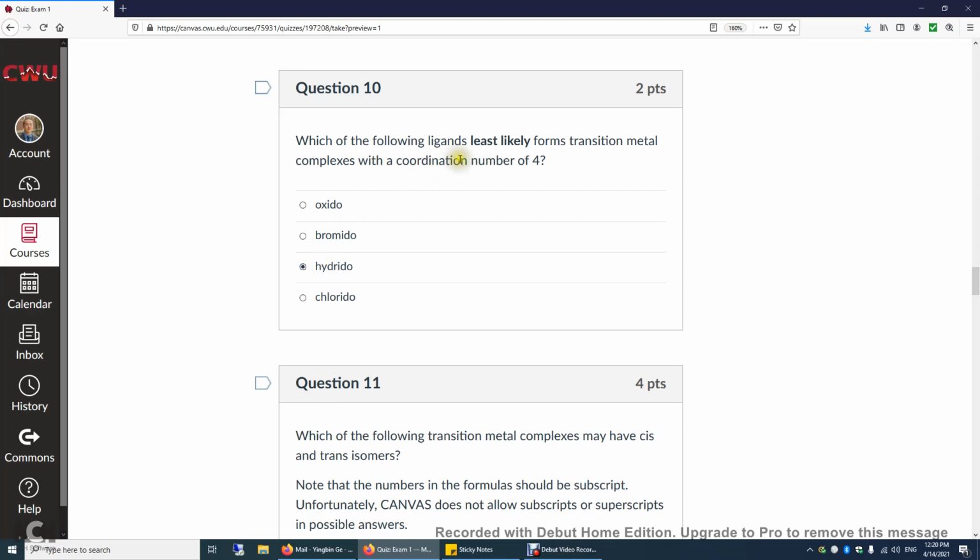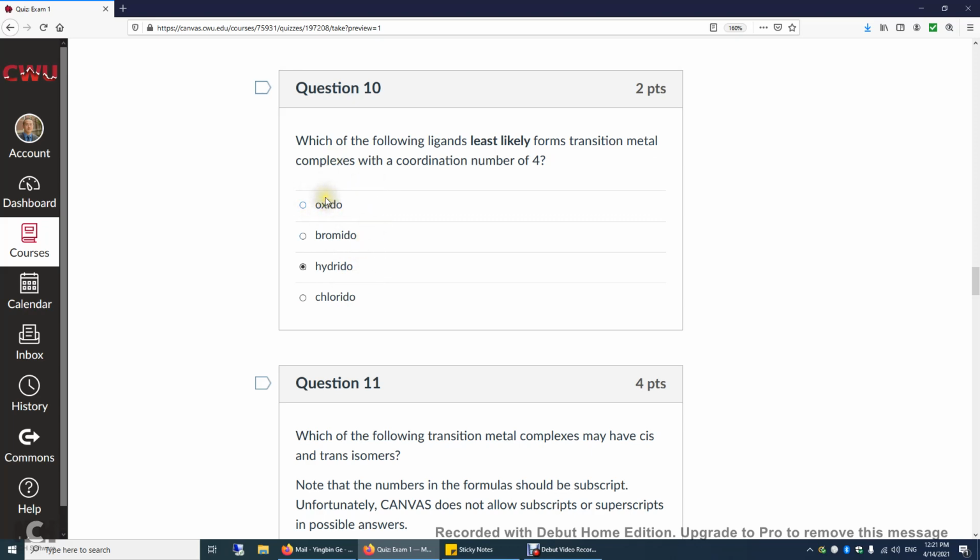So a coordination number of 4 usually tells you that the ligands tend to repel each other with many lone pair electrons. So oxide, bromide, and chloride, other than the bonding electrons, they all have 2 or 3 lone pair electrons.